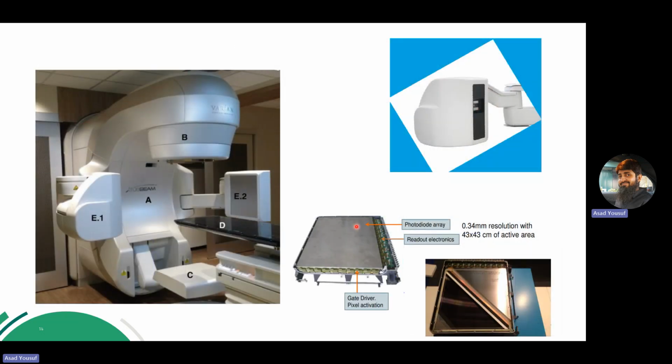Whereas the Varian has a robotic arm imaging system, and it can move from 140 to 100 cm from the isocenter. It can cover a large field.